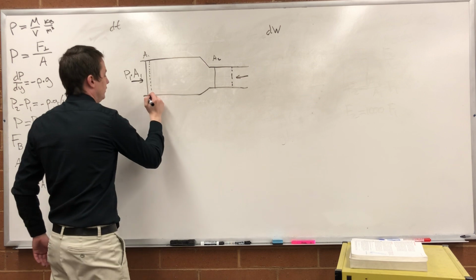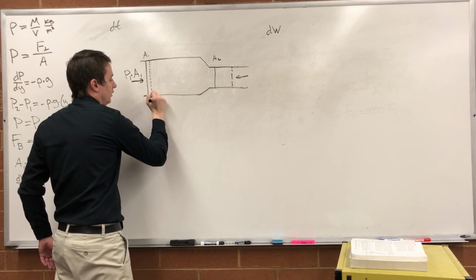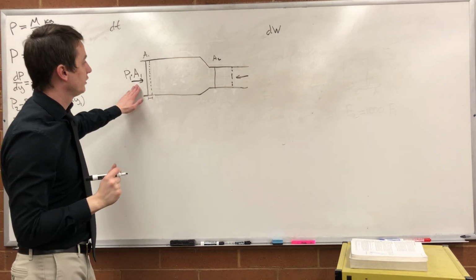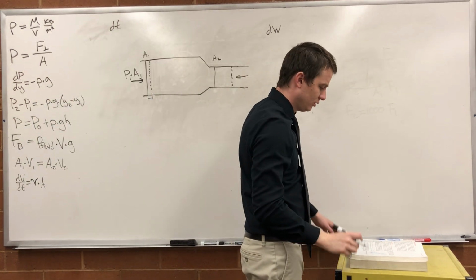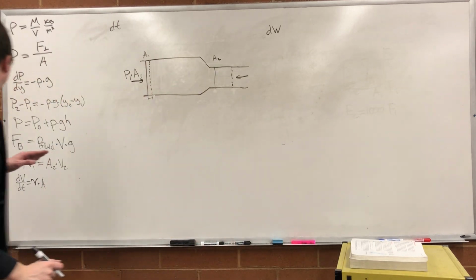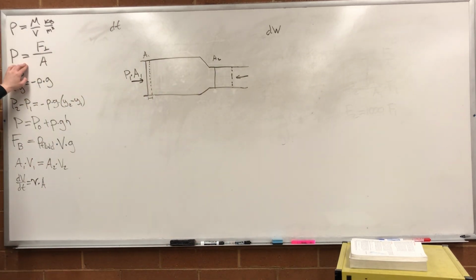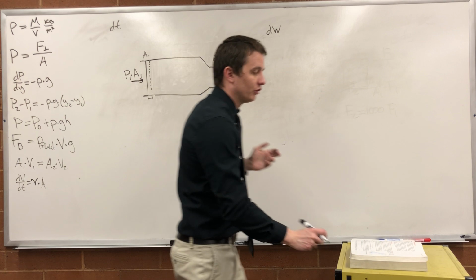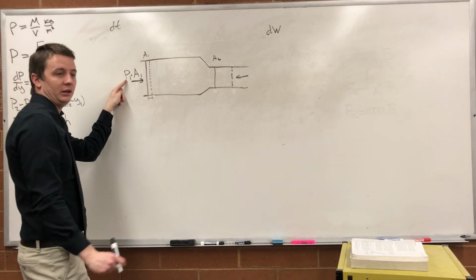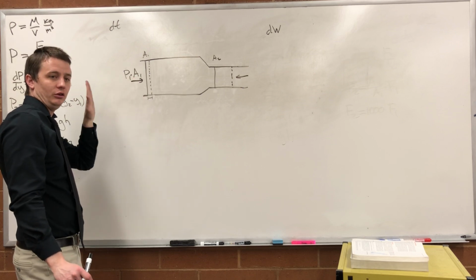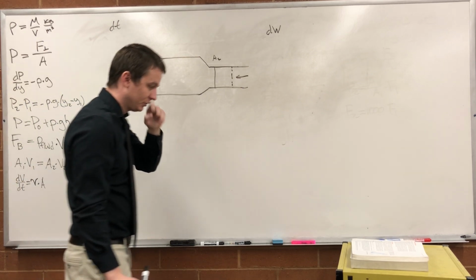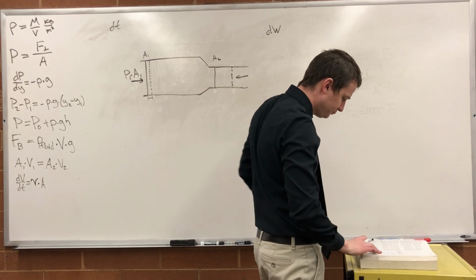So, A1 is the cross-sectional area of the pipe. How does that work with force? It's the force due to pressure. Because pressure is newtons per square meter, so newtons per square meter times meter squared leaves me with just newtons.